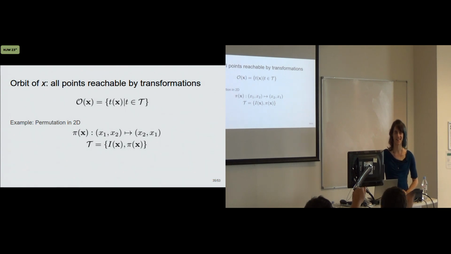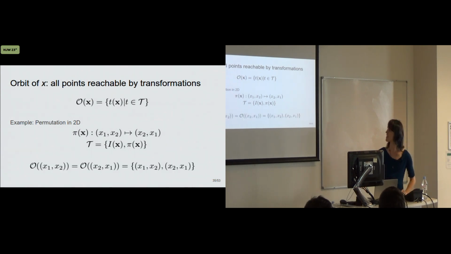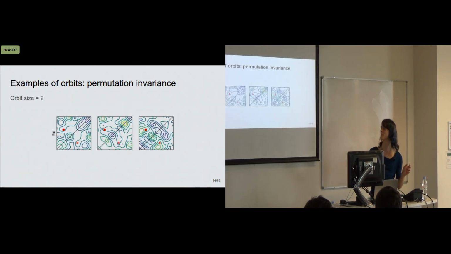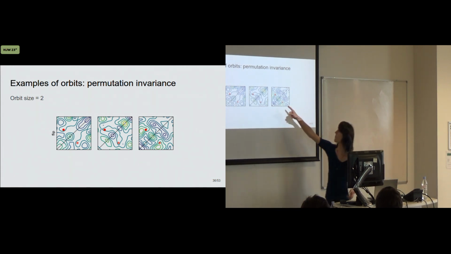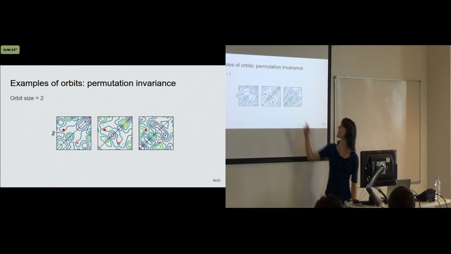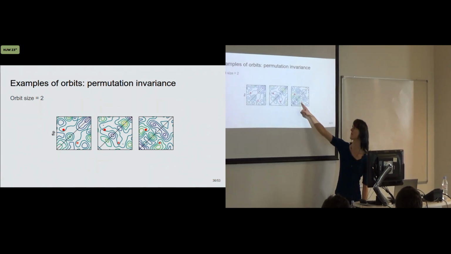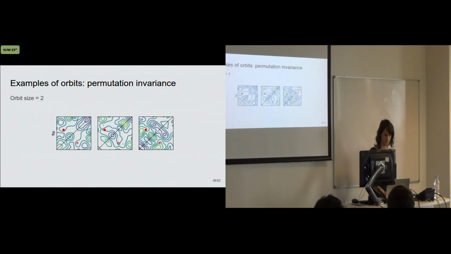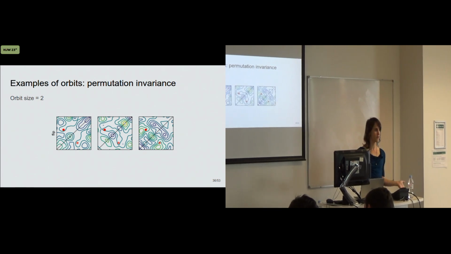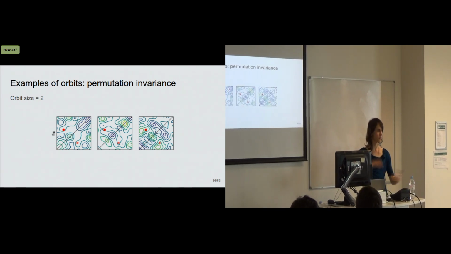Two points reflected across the xy. Yeah, so the orbit of x1 and x2 is the same as the orbit of x2 and x1, which is the set of both of them. On the next slide, you see that illustrated. In this case, the size of the orbit is always 2. If you pick this point, then the orbit contains the point itself and its mirror image. It also works for other transformations.